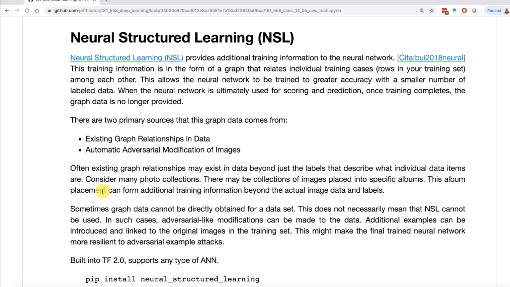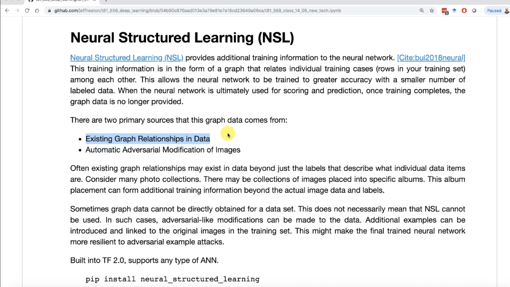And the graph data is only used during training. You don't use this when you score. It gives it a way to train the neural network much better with less data. So one way is just existing graph relationships in the data. If you, for example, had pictures of people and you were using LinkedIn data, you've got a clear graph right there. Who has connections to who?